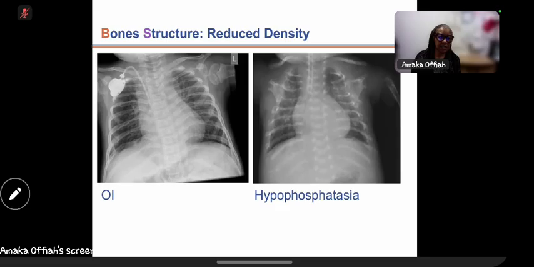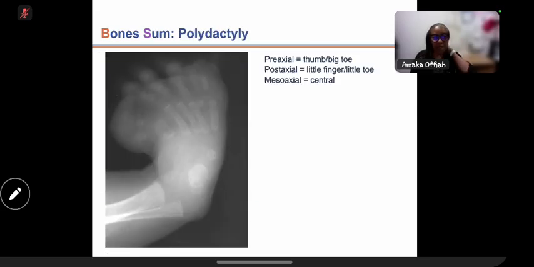And here is the child with OI with the iatrogenic osteopetrosis. Every time you give them the bisphosphonate, the osteoclasts are inhibited, and so you get a dense line, and that's why you get the zebra lines. And this is a bit of beading here, another fracture here that gives you the beaded appearance. And then the sum of the bones is, of course, polydactyly.